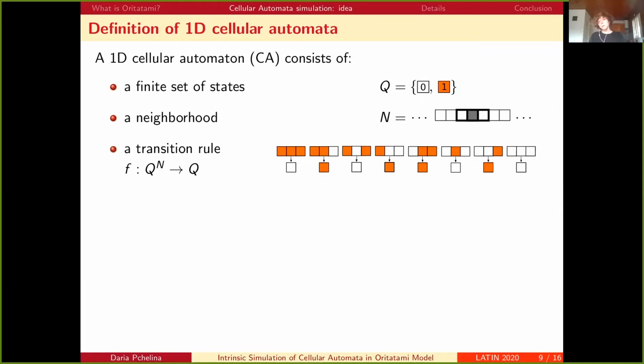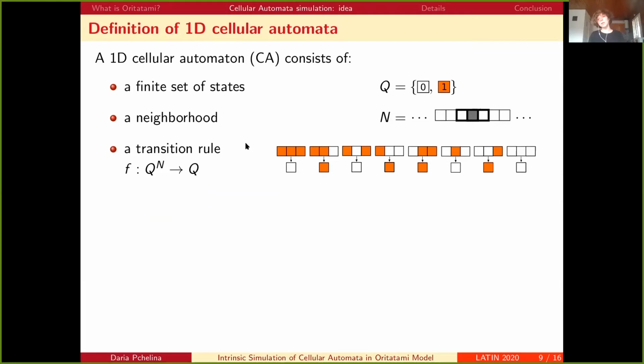To define a cellular automaton, we first need to choose the finite set of states Q. Here it's 0 white and 1 orange. Then we take a neighborhood of a cell in a one-dimensional discrete line. Here it will be the cell itself and its adjacent cells.